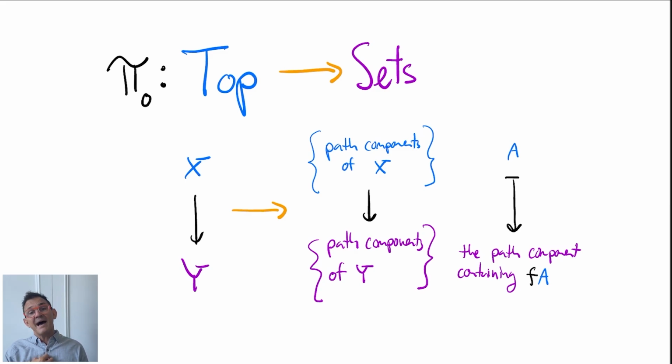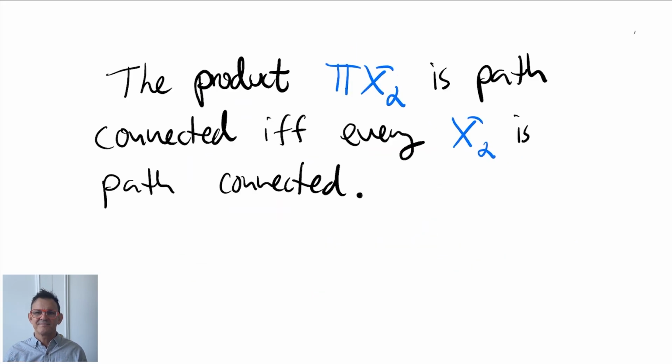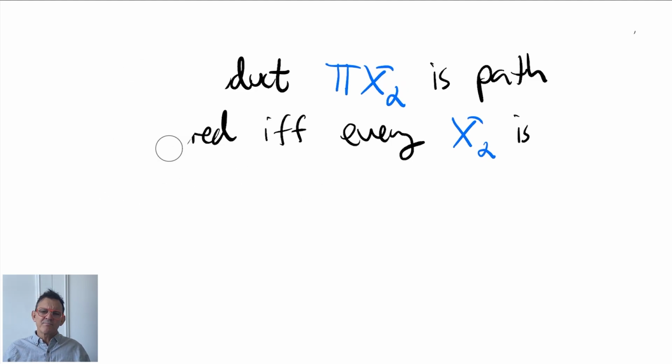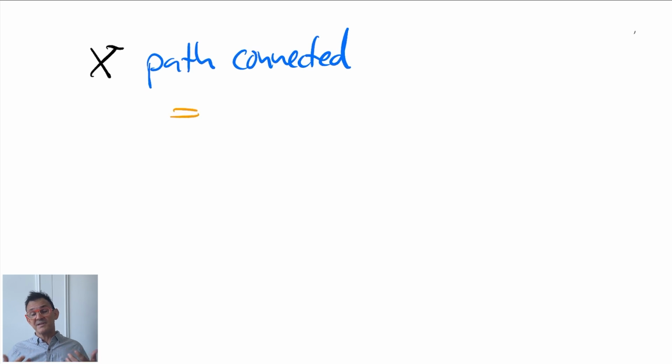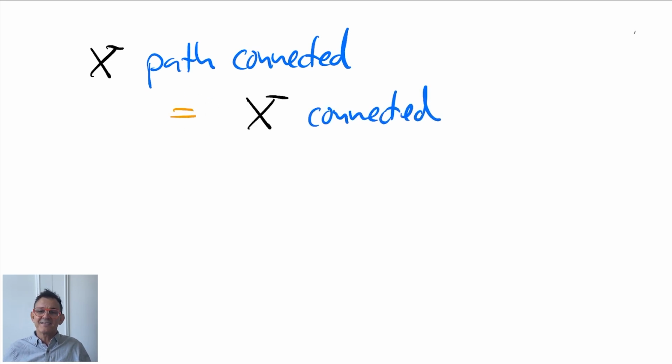Now, path connectedness is a nice topological property, and knowing the definition, you can prove things about it. For example, the product of spaces is path connected if and only if every factor is path connected. You can prove that path connected implies connected, but not conversely. And looking for when connected will imply path connected will lead you to properties like locally path connected.